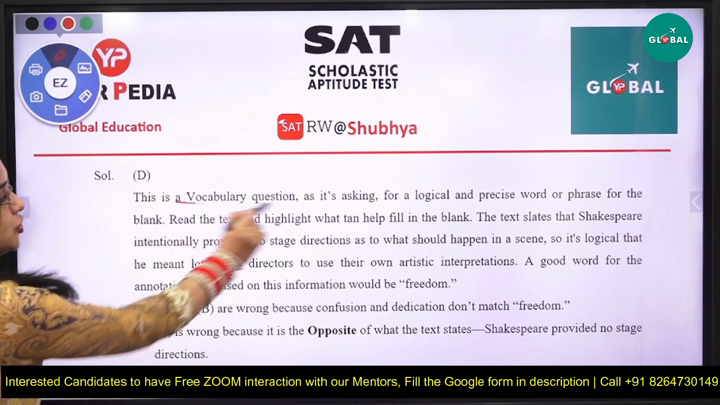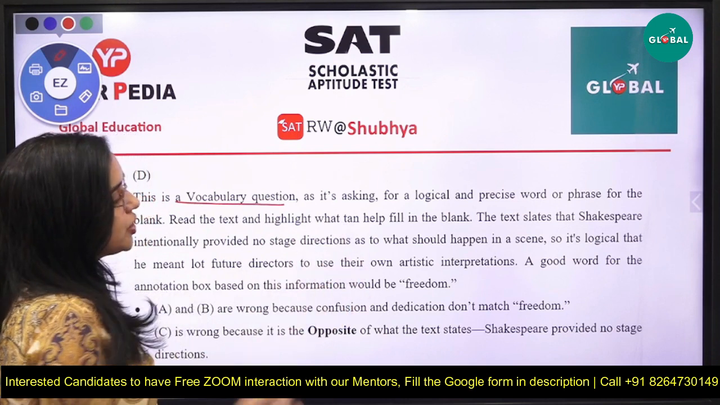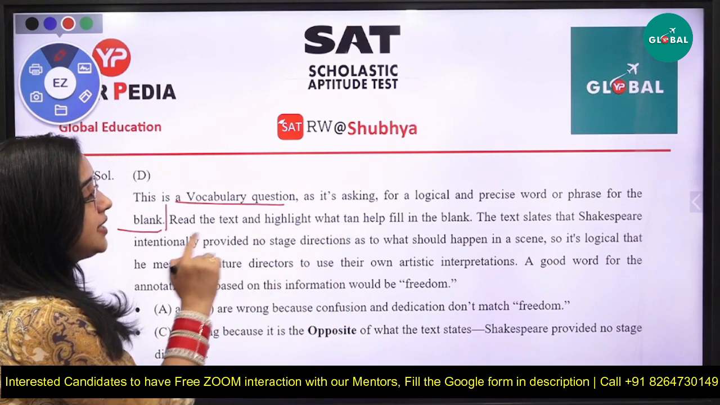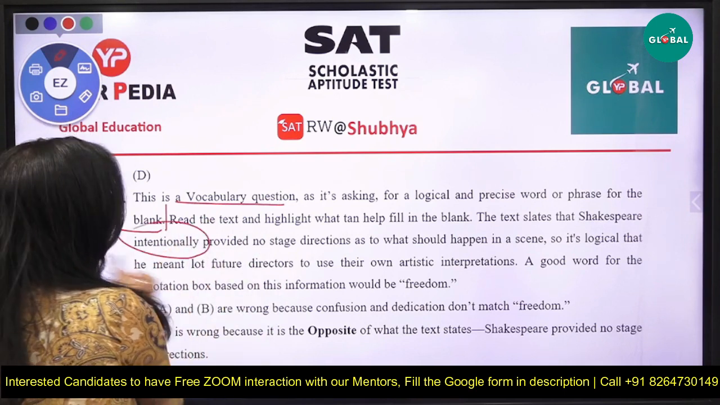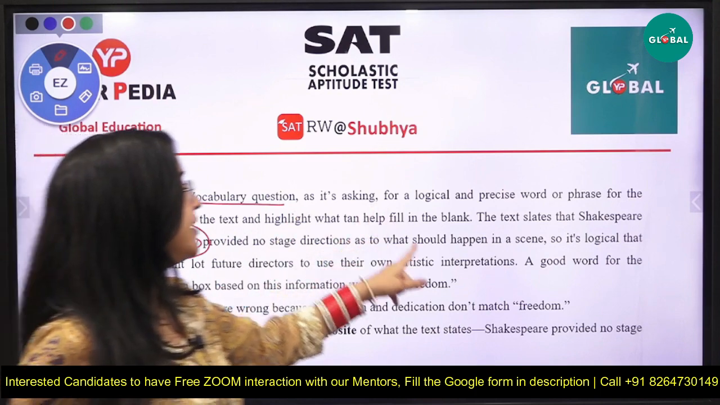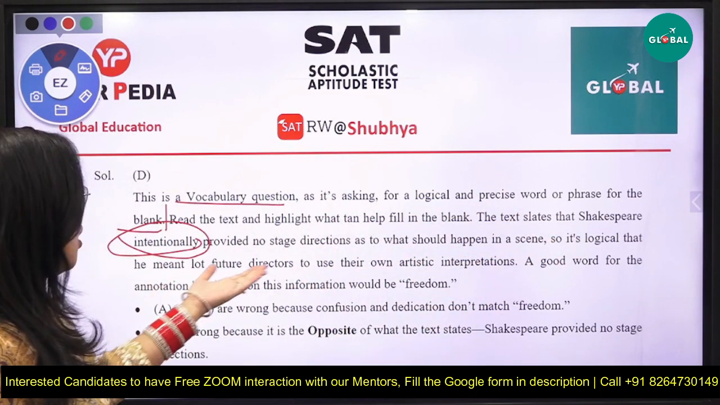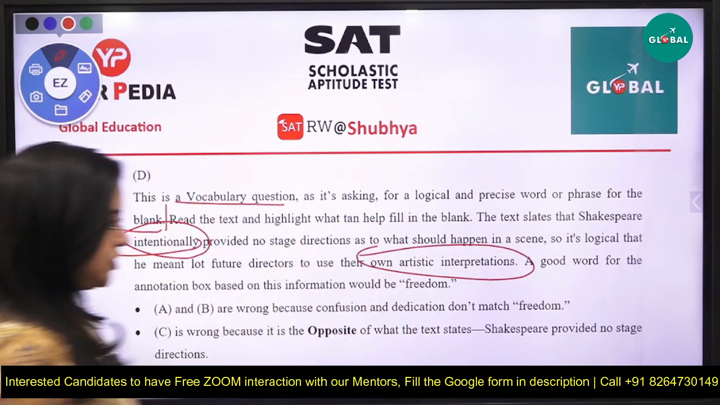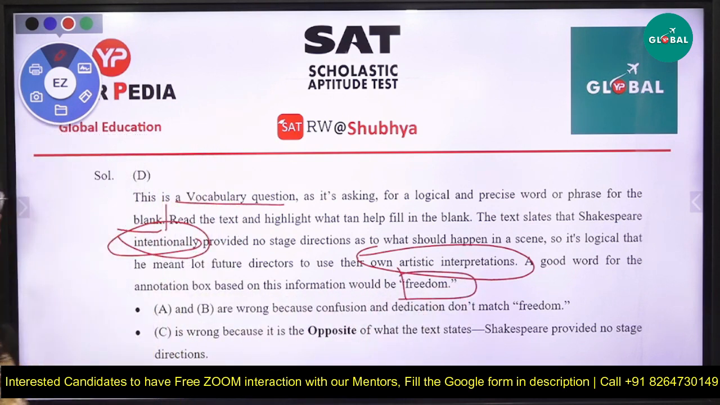This is a vocabulary question, so it is coming from Craft and Structure. As it's asking for the logical and precise word or phrase for the blank, read the text and highlight what helps you fill in the blank. The text states that Shakespeare intentionally provided no stage directions as to what happened on stage. So it's logical that he meant to allow future directors to use their own artistic interpretations. A good word can be freedom, which we already chose as a shadow word.